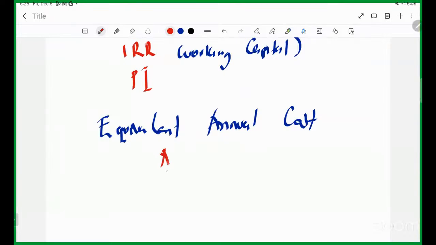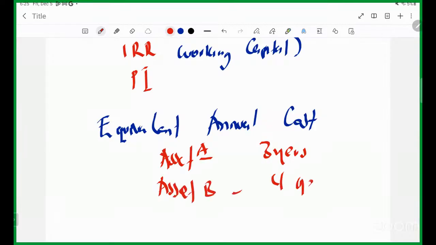You have asset A, and it has useful life of 3 years. You have asset B, and asset B has useful life of 4 years. The question may come and they want you to evaluate the two. The moment you see a question and you have 2 different useful lives on the same question, and they want you to evaluate, you are going to use equivalent annual cost.